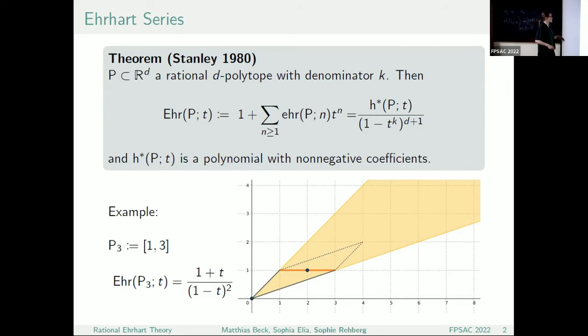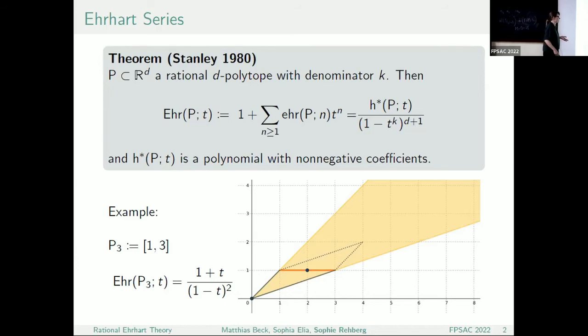All right, so what we want to do now is, instead of only considering integral positive dilates of our polytopes, we want to consider rational dilates. Or actually, we can even consider real dilates. We will see that it doesn't make any difference.